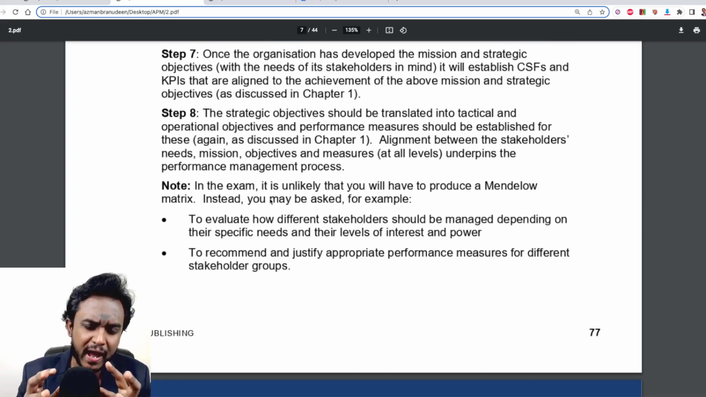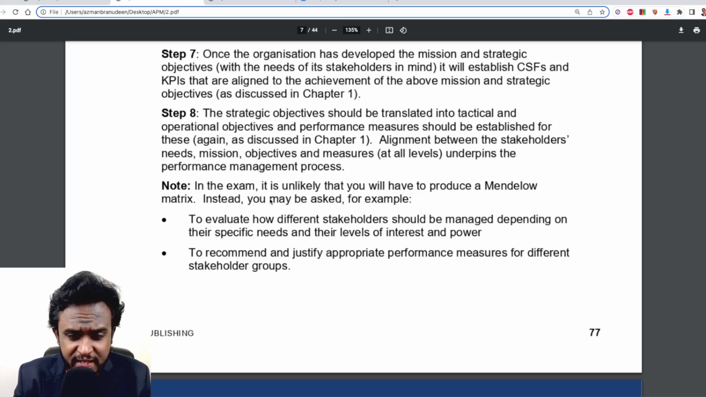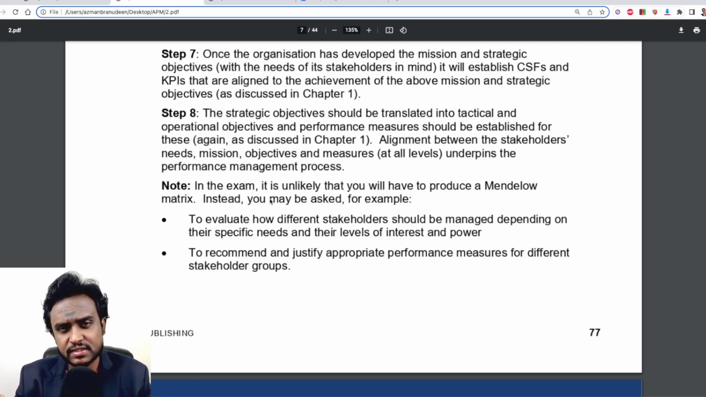Now, you have to understand that you will not be required in the exam to apply Mendelow's matrix. That's definitely not going to happen. It's too simple. It's not something that the APM examiner is interested in. What they want you to understand is that you have to have the ability to look at stakeholders and manage them. So one of the easiest ways of managing stakeholders is identifying their level of power and level of interest. That's why we are learning the Mendelow's matrix here.